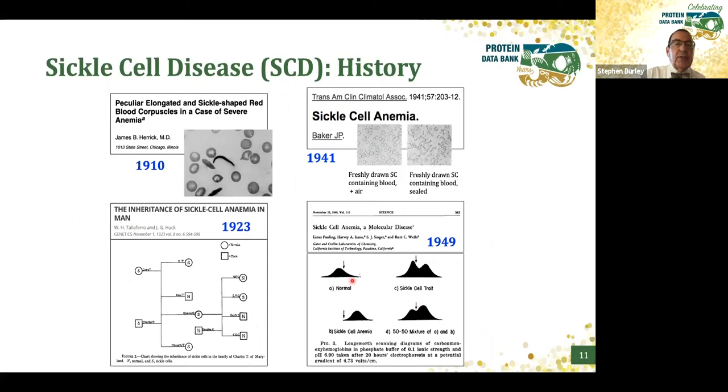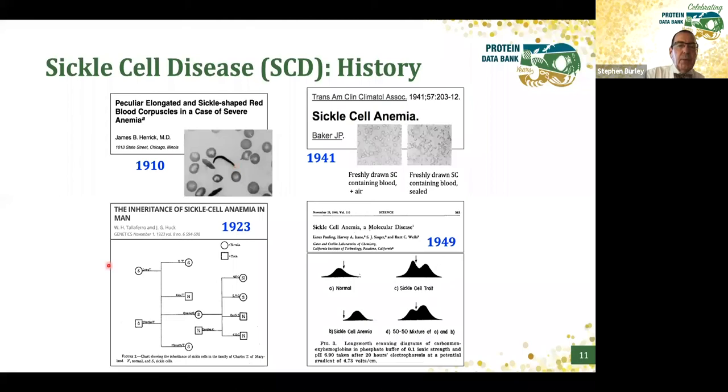In 1910, a clinician in Chicago noted when looking at a peripheral blood smear of an individual with severe anemia, that this would be a normally shaped red blood cell. Some of the red blood cells had this very abnormal curved shape, sickle shape, so this was the first indication that the severe anemia that we know to be associated with sickle cell disease causes a structural change in the red blood cell.